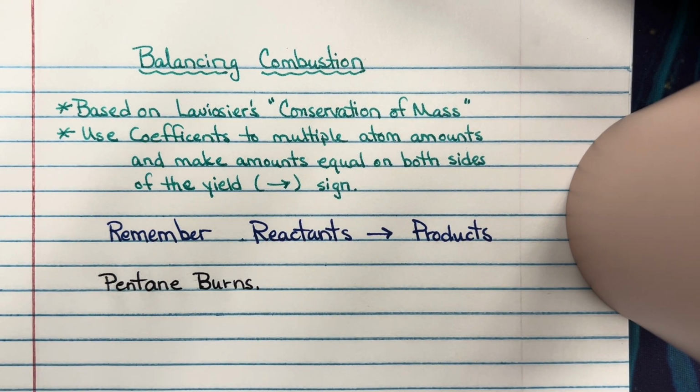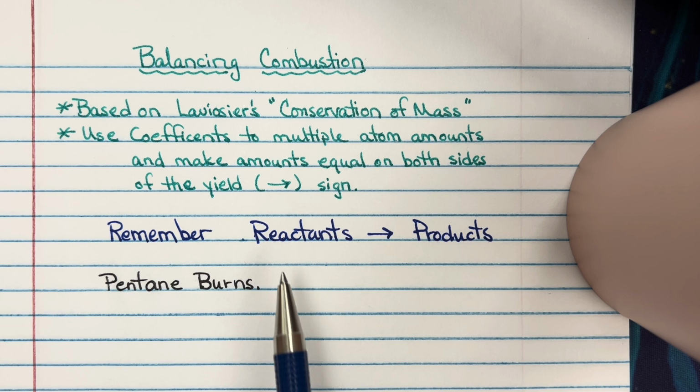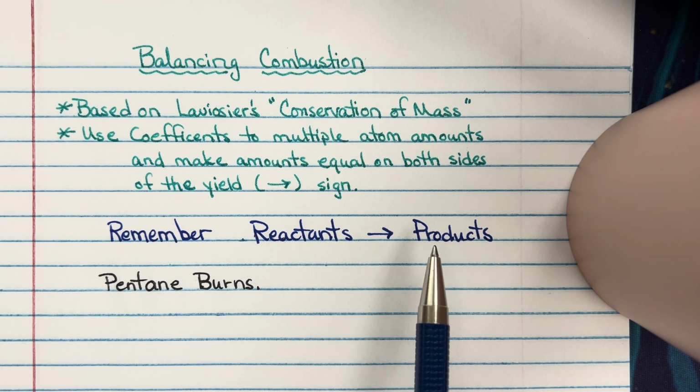For this part of the balancing, we're going to be looking at combustion. Everything is still based on Lavoisier's conservation of mass, so we're still using coefficients to multiply our atom amounts to make the atom amounts equal on both sides of our yield. Yes, we're still reactants yielding products. So I want to take a look at this next problem.